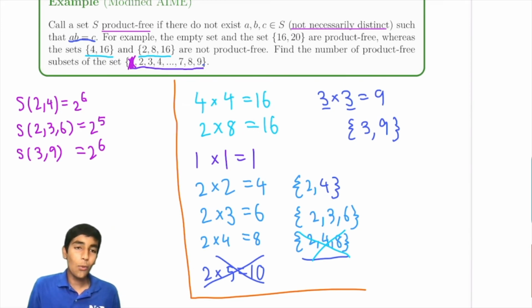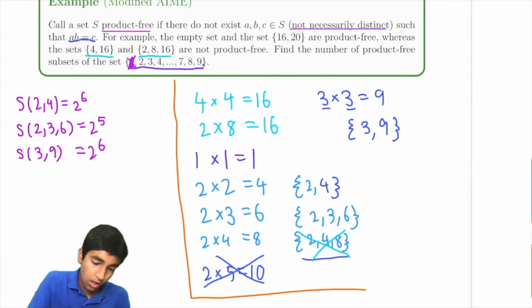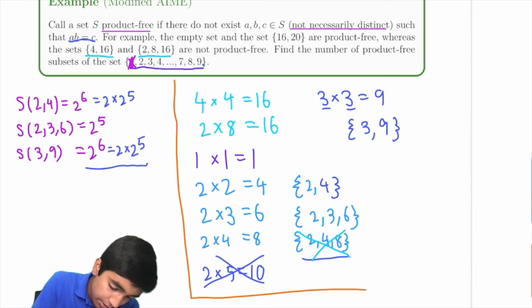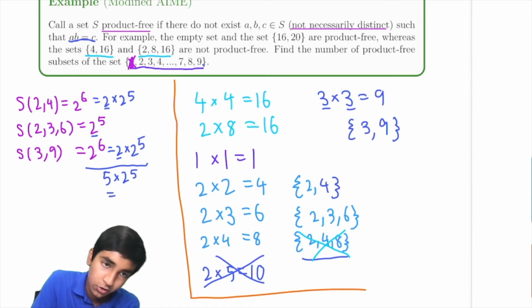Okay, so what's our total so far? Well, 2 to the 6 is 2 times 2 to the 5, so we can rewrite this. Our total is 5 times 2 to the 5, from 2 plus 2 plus 1. And 5 times 2 to the 5 is just 5 times 32, which is 160.